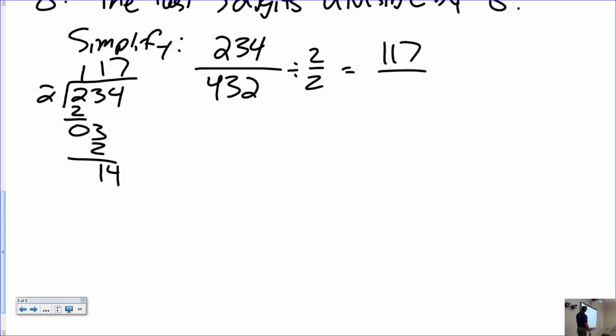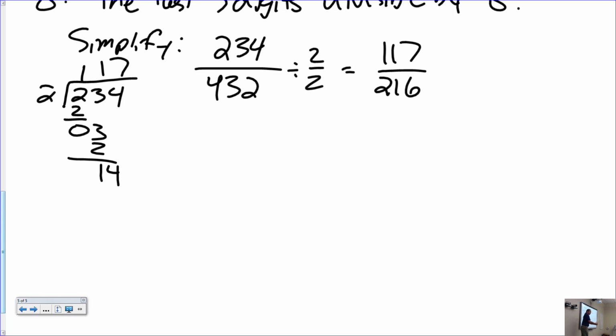All right, so what's half of 432? 216. Okay. Once you do 117 over 216, folks, always do as many 2's as you possibly can. Okay? So, can we divide by 2's again? Well, the bottom's even. Can we divide by 2's? You can't because the top isn't even anymore.